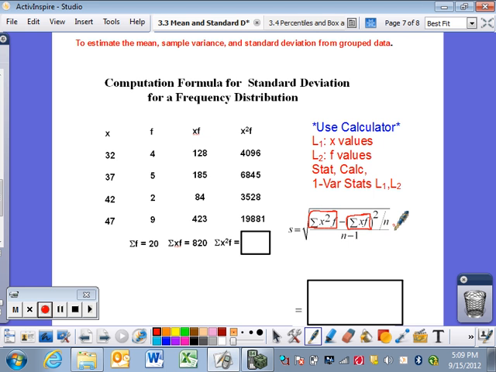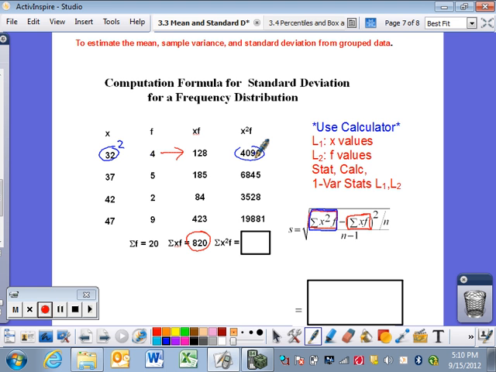So how can you do this? A couple different ways. You need to know the sum of xf. Well, you just take your midpoint times your frequency, and then you add them all up. Okay? And in this particular problem, we already found that it was 820. You're going to get that pretty easily. The other part that we need to find is the sum of x squared times f. So we actually have to square x. So like 32, we've got to square it and then multiply by 4 to get this number, and you're going to have to do that a lot.